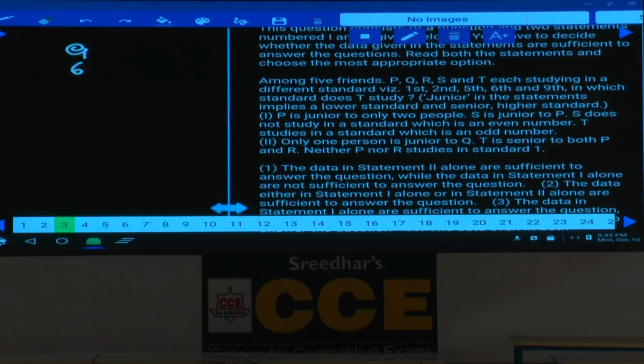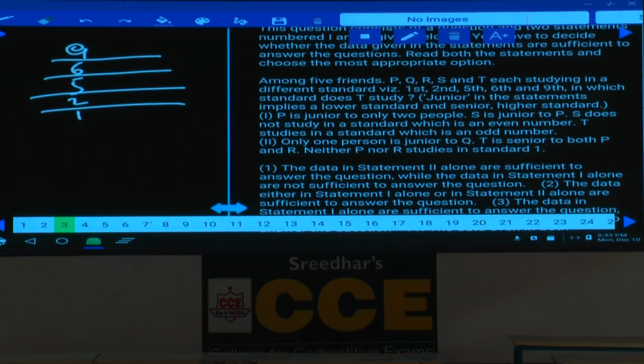9, 6, 5, 2 and 1. These are the classes here. Now the question is what? The question is related to T. Now we need to find out the class in which this T is studying.